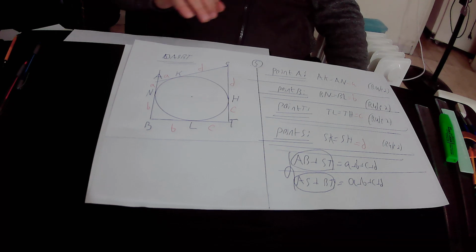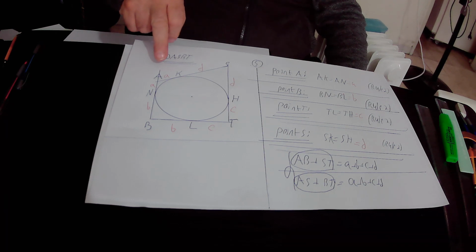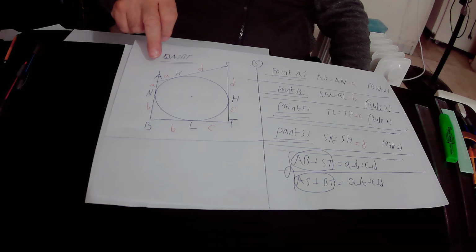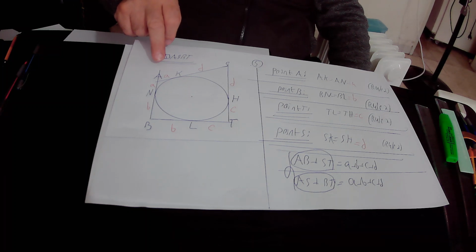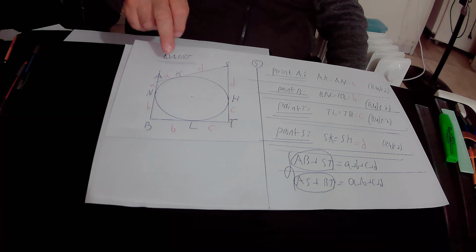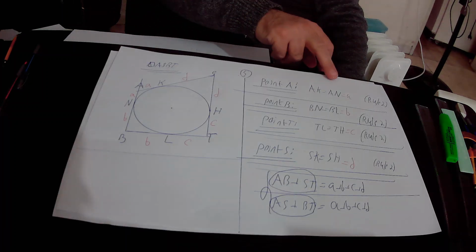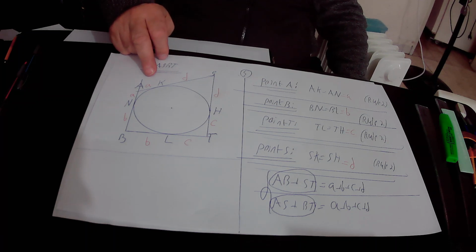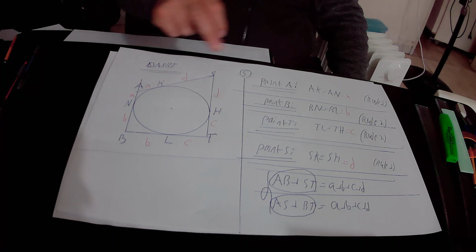Here we can implement rule 2. According to rule 2, if you focus on the common extent point A, for the common extent point A we have two tangents to this circle, tangent AN and tangent AK. And according to rule 2, they are equal to each other. That is to say, AK equals AN. So if we define AK as a, then AN must also be equal to a because they are equal to each other.